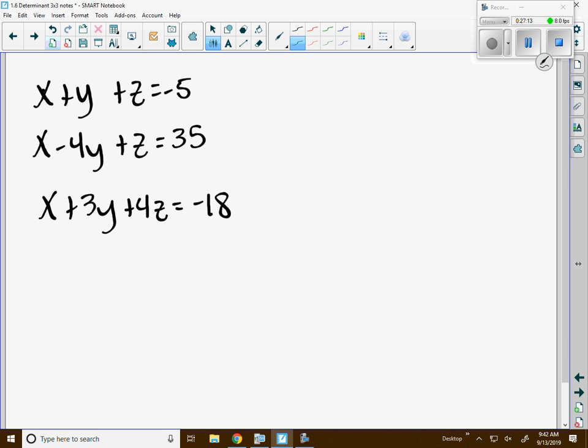Okay, there you go. Write it in a matrix first. You're doing the same steps we did on the previous page. So if you need to look back at that, that's okay.